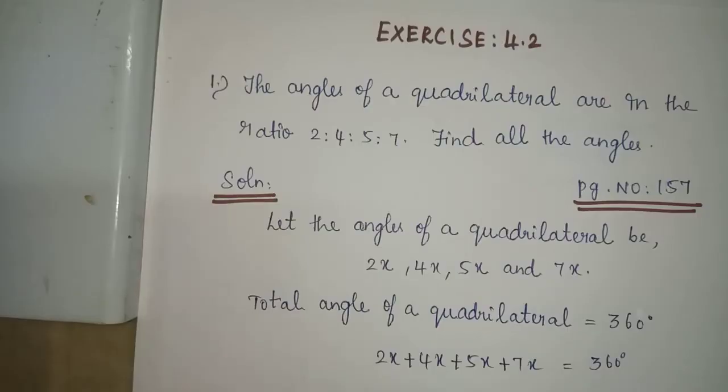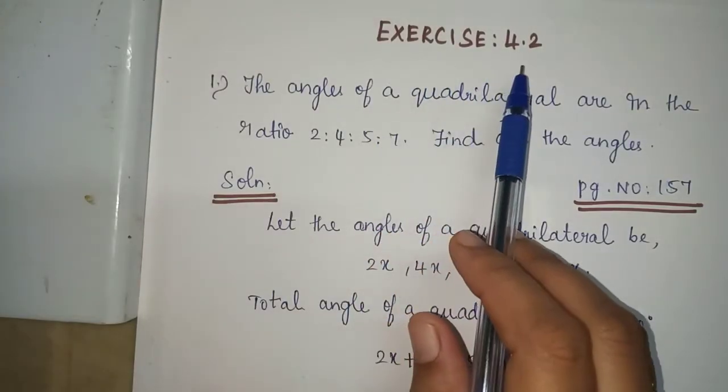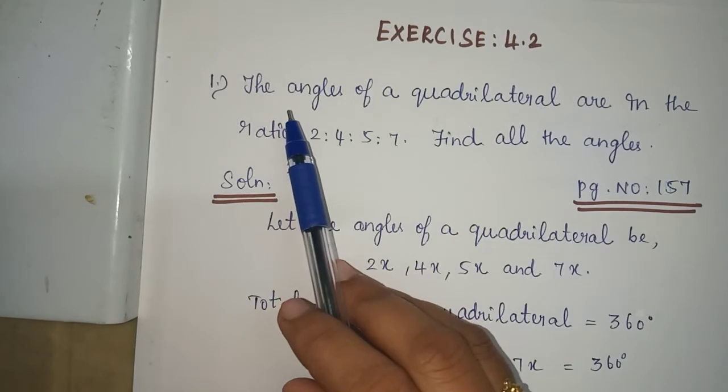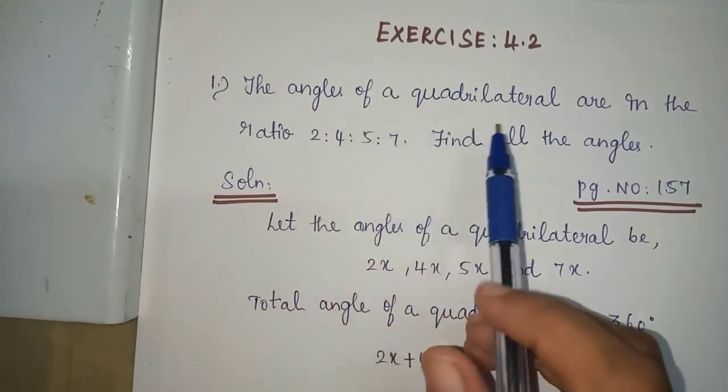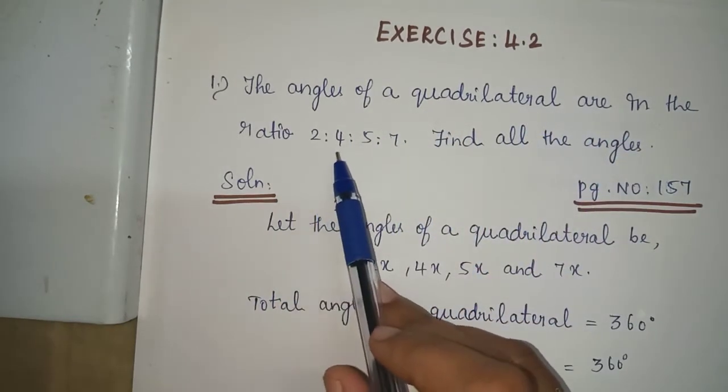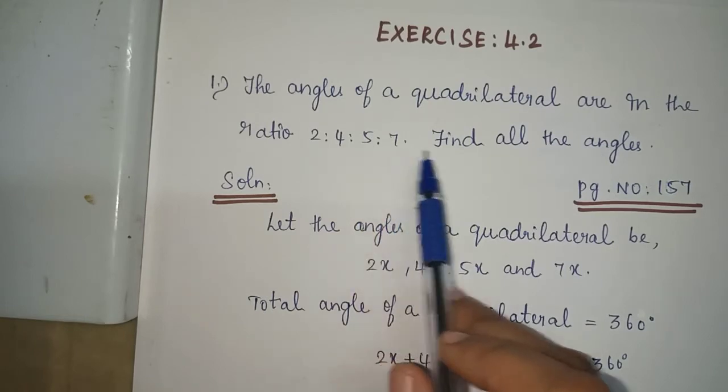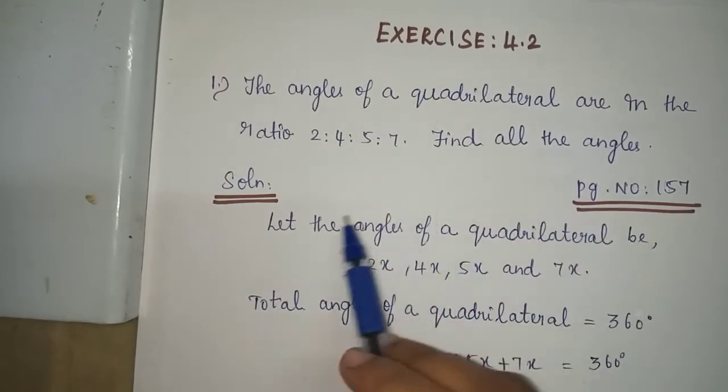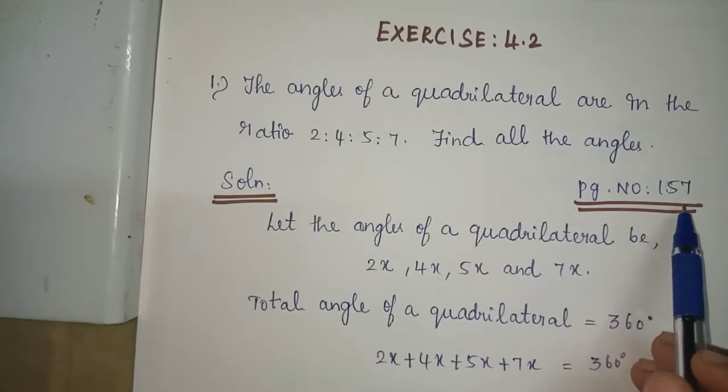Happy morning students. Today we are going to see exercise 4.2 problem number 1. The angles of a quadrilateral are in the ratio 2:4:5:7. Find all the angles. The problem belongs to page number 157.